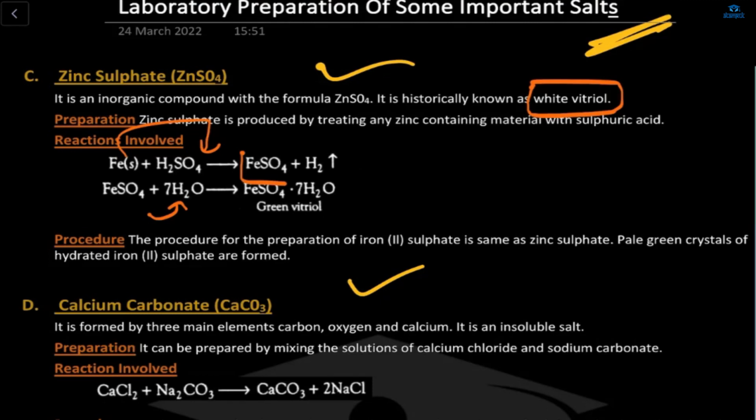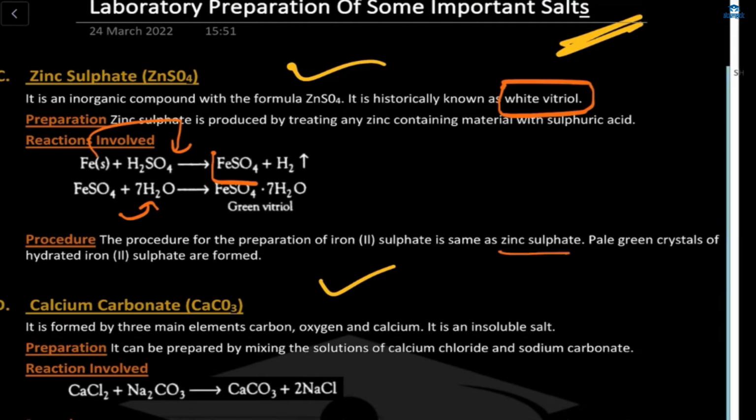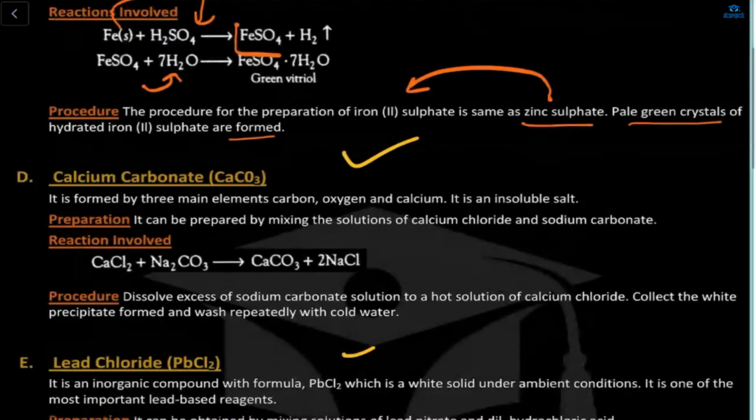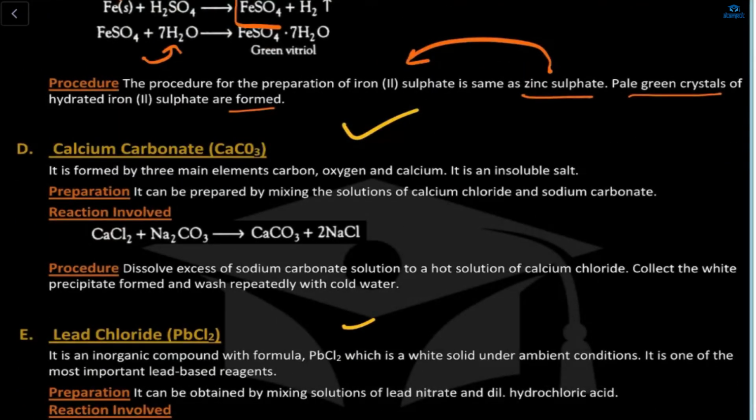Now what's the procedure? The procedure for the preparation is the same as for iron sulfate, and pale green crystals are formed. There was blue vitriol, and here are pale green crystals. Now the calcium carbonate, which is CaCO3, is formed from three main elements: carbon, oxygen, and calcium.